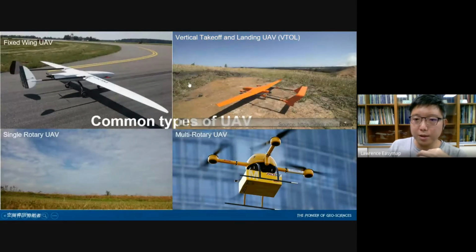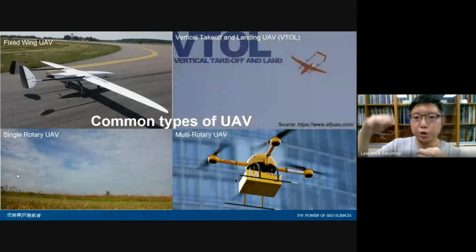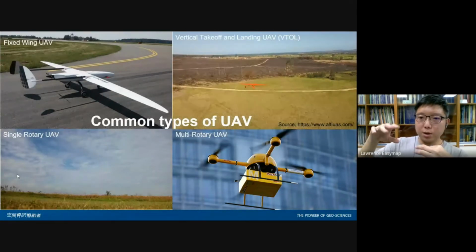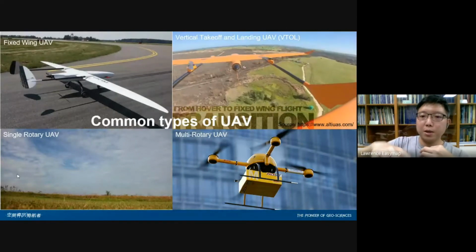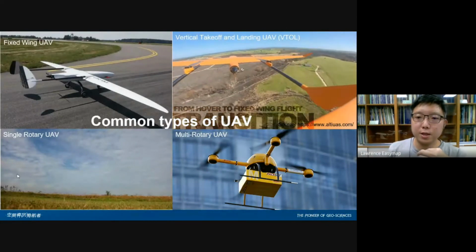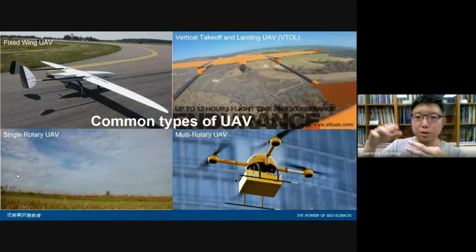Okay, let me play again. It can take off vertically from the ground, and after it reaches a certain height, the main propeller will start turning, and it will fly just like an airplane. The advantage is that it doesn't require any takeoff runway, so the takeoff area can be very small. However, it keeps the advantages of the fixed-wing UAV: it can fly for a long endurance and a long flying range.